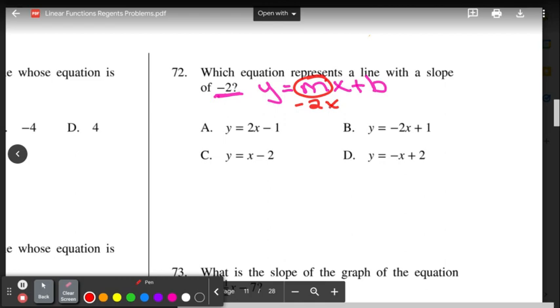So look at your options, and over on the side, type in what you think your answer is. Which equation has a slope of -2? Well, here we go. It's a -2x. In this problem, it's a positive. This equation has a slope of 1. And then this equation has a slope of -1.